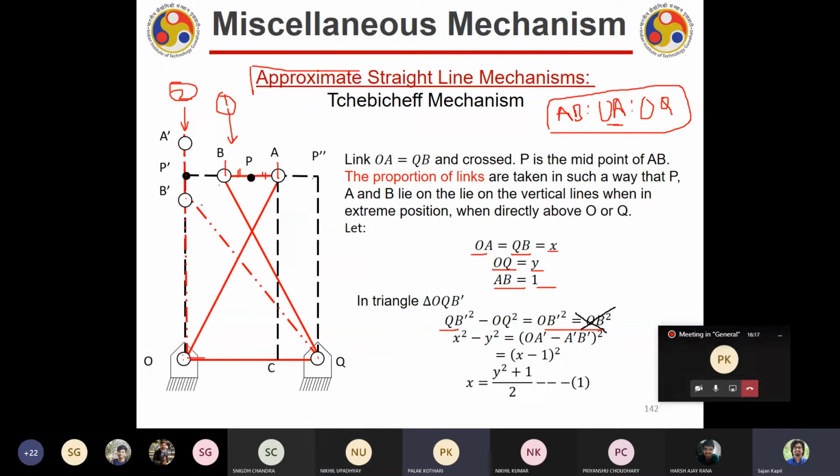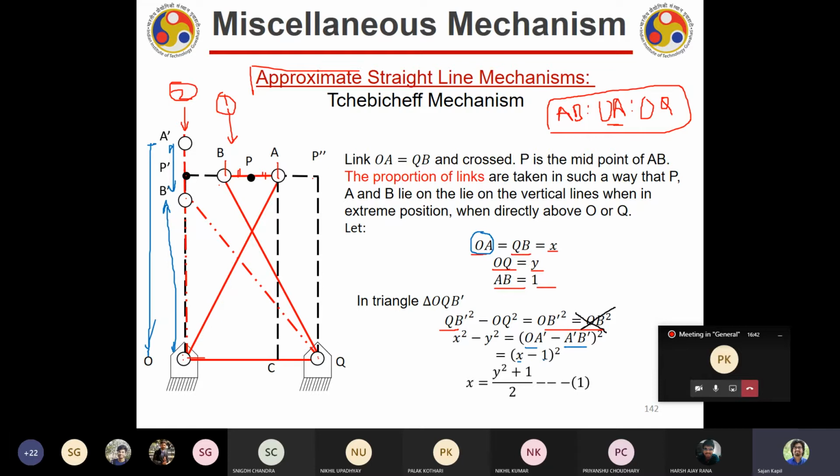So now OB dash, this distance. I can write OB dash as OA dash minus AB dash, meaning this distance minus this distance. Of course, I can do that, right? Now, definitely OA dash is equal to x only, because OA dash is nothing but your OA. Just the position of A is changing. That will be x.